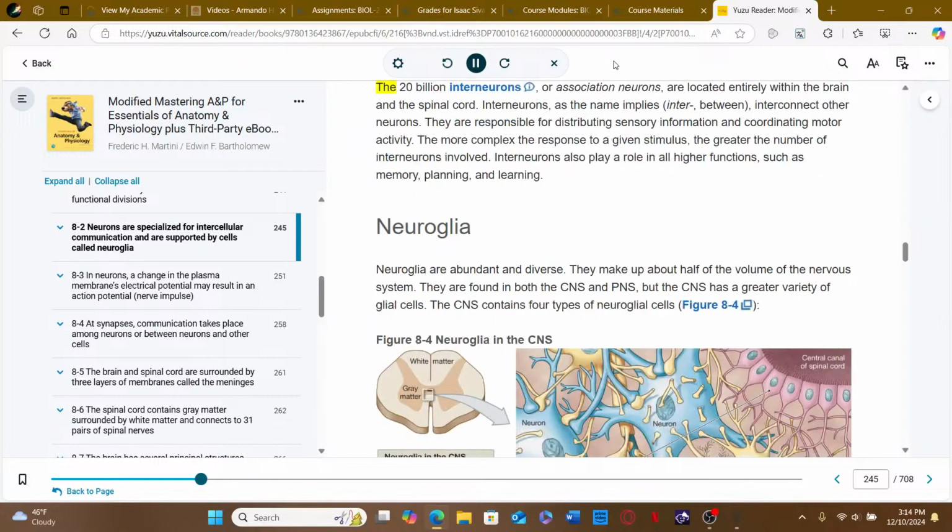Interneurons. The 20 billion interneurons, or association neurons, are located entirely within the brain and the spinal cord. Interneurons, as the name implies (inter, between), interconnect other neurons. They are responsible for distributing sensory information and coordinating motor activity. The more complex the response to a given stimulus, the greater the number of interneurons involved. Interneurons also play a role in all higher functions, such as memory, planning, and learning.